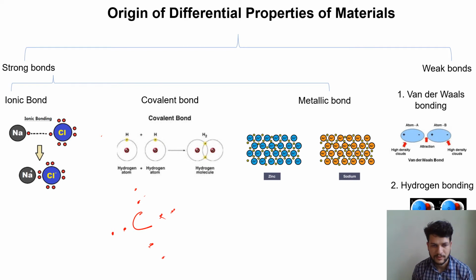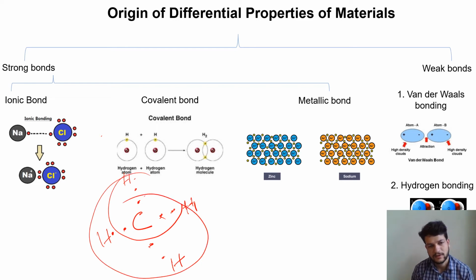If we take hydrogen here, another hydrogen here, another hydrogen here. Hydrogen also has one valence electron, so it shares its electron with carbon, and all eight electrons in the valence shell are completed by sharing these electrons. So these bonds here are the covalent bonds.